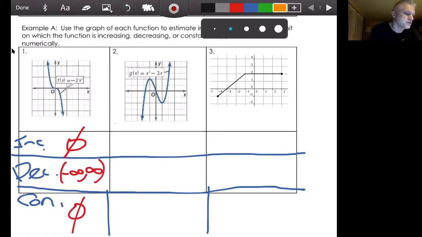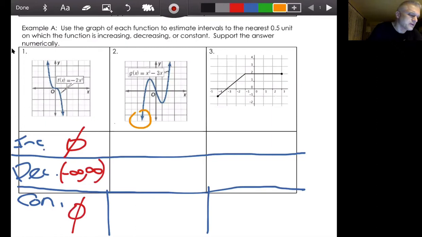Okay, let's look at the second question here. So where are we increasing? From the left to the right, we're increasing from here to here and from here to here. So there are two intervals where we're increasing. Starting from negative infinity, we're going to the right and it's increasing, increasing, increasing. Now where is it increasing? It's increasing from negative infinity up until negative 1.